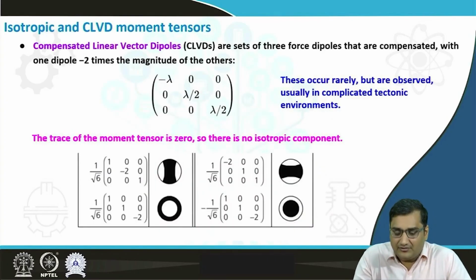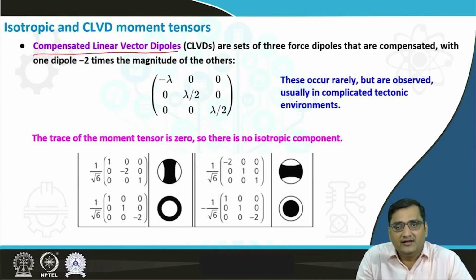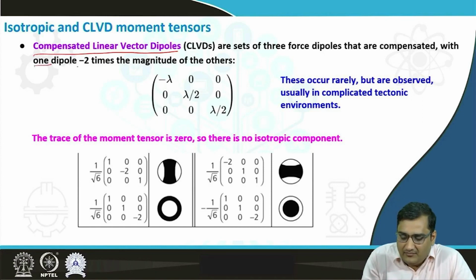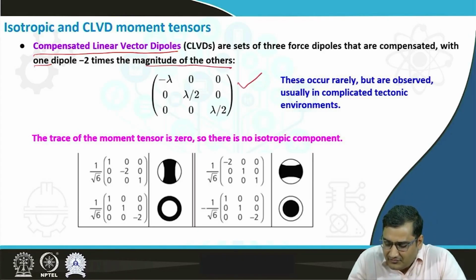Now let's talk about another type of moment tensor that is known as compensated linear vector dipoles, in short CLVDs. These are a set of three force dipoles that are compensated with one couple and -2 times the magnitude of the others. So let's look at this particular moment tensor here. You can see that on the diagonal part you have this minus lambda, which is negative 2 times the other two.